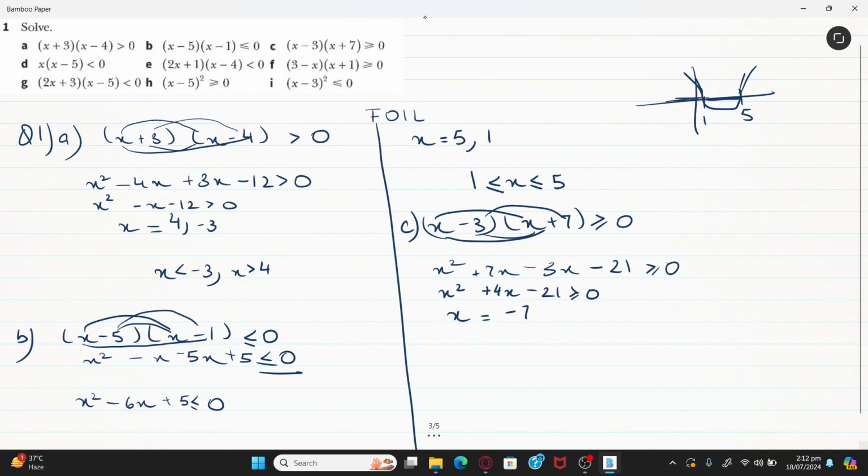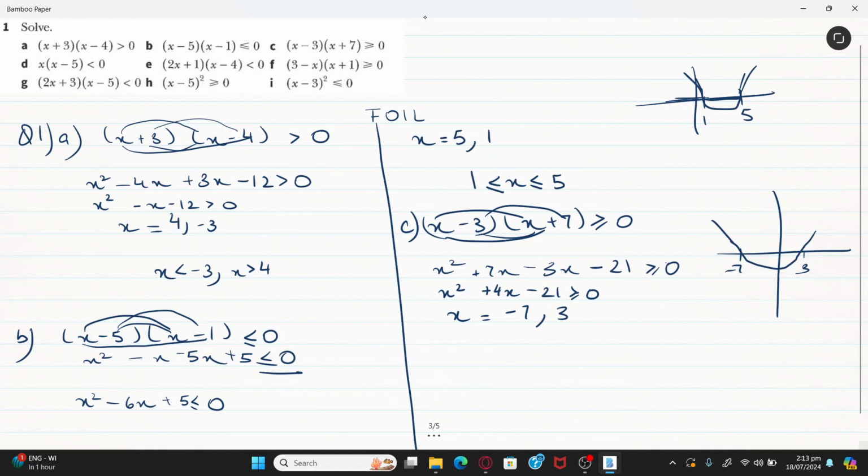x equals negative 7 or 3, which means the 2 points where the graph intersects the x-axis are positive 3 and negative 7. So again, what they are asking us for are the points of the parabola which are greater than or equal to 0. So we have to tell the points which have a positive value and which are above the x-axis.